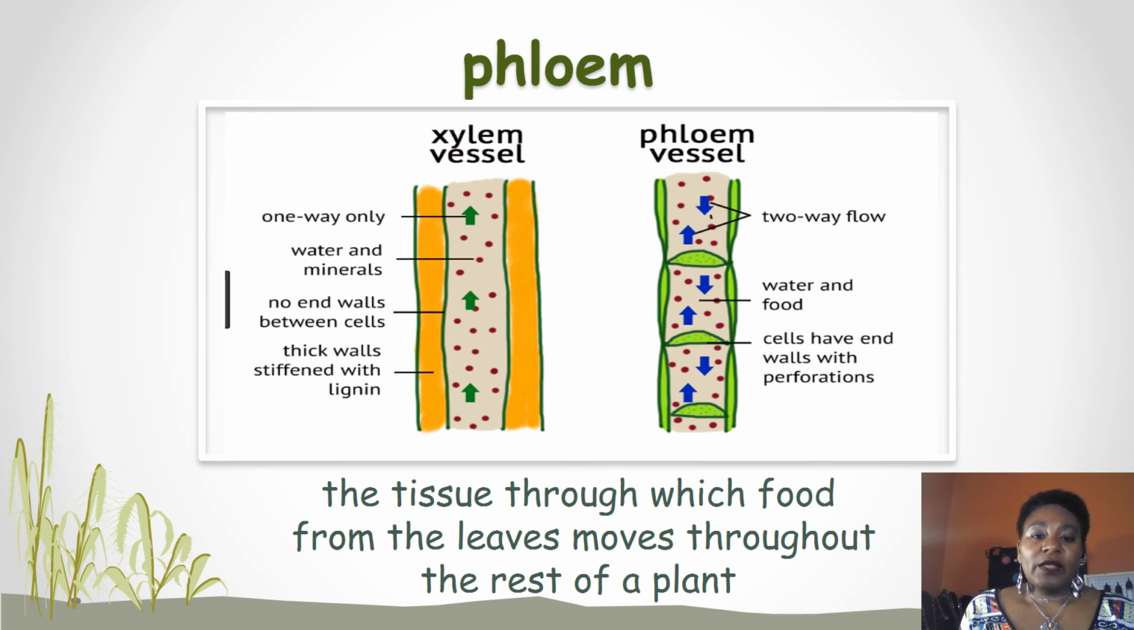Phloem. The tissue through which food from the leaves moves throughout the rest of the plant. If you look at the photograph, you'll see a xylem vessel and a phloem vessel. The phloem vessel shows how food moves through the plant. It has a two-way flow. It shows the water and food, and then it shows cells have end walls with perforations. So this is a picture of what phloem looks like on the inside of a plant.